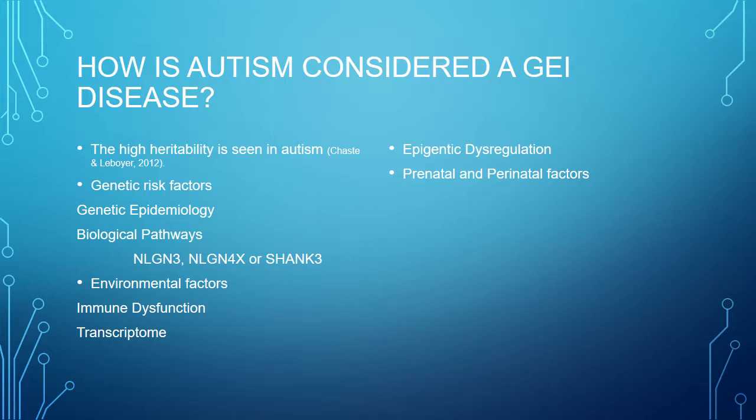I feel like this slide is the most important slide of my presentation. The real question is, how is autism considered a gene-environment disease? For the first bullet point, it states here that high heritability is seen in autism. Well, basically, you know now that the gene is the basic unit of life, which in more scientific terms, is the basic unit of heritability, for instance.